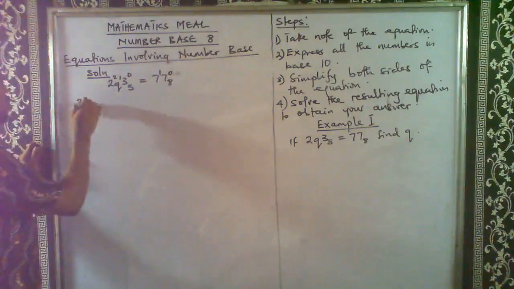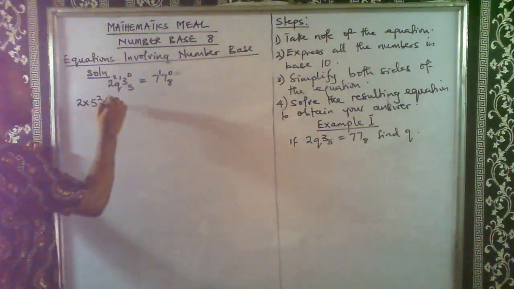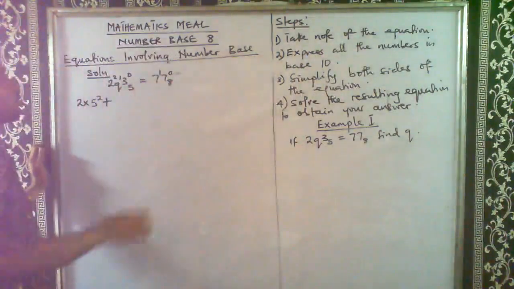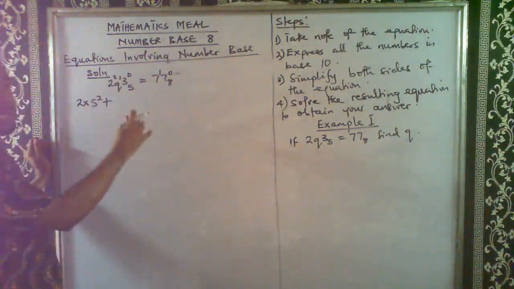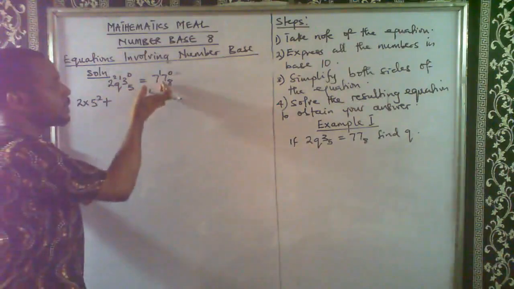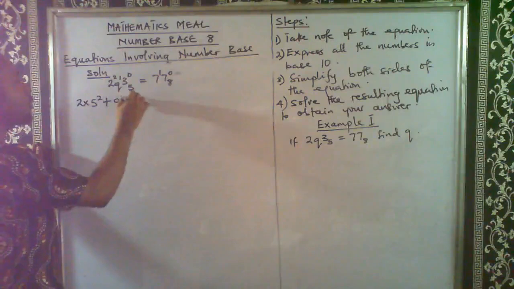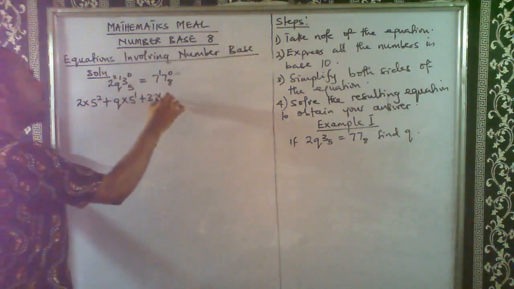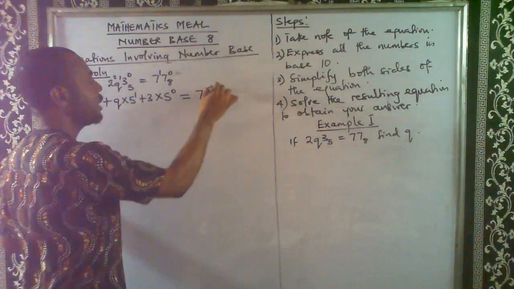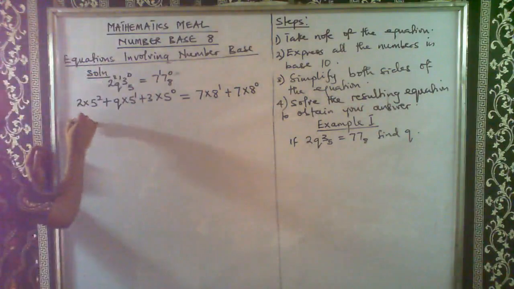Now we multiply: 2 times 5 raised to power 2. This is something that we have done before. Why are we doing this? Step 2 says express all the numbers in that equation in base 10, so we express this in base 10 because originally it's in base 5, and this in base 10 because originally it's in base 8. So plus q times 5 raised to power 1 plus 3 times 5 raised to power 0 equals, we have finished with this, we move to this, 7 times 8 raised to power 1 plus 7 times 8 raised to power 0. Okay, we'll bring down.